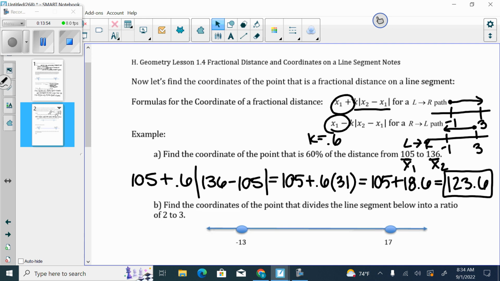Okay, and this is a location, right? We aren't saying that we moved 123.6 units. We're saying we want to be at 123.6 on the number line. Okay? So this is a specific place, not how much you moved. All right, so let's look at example B.